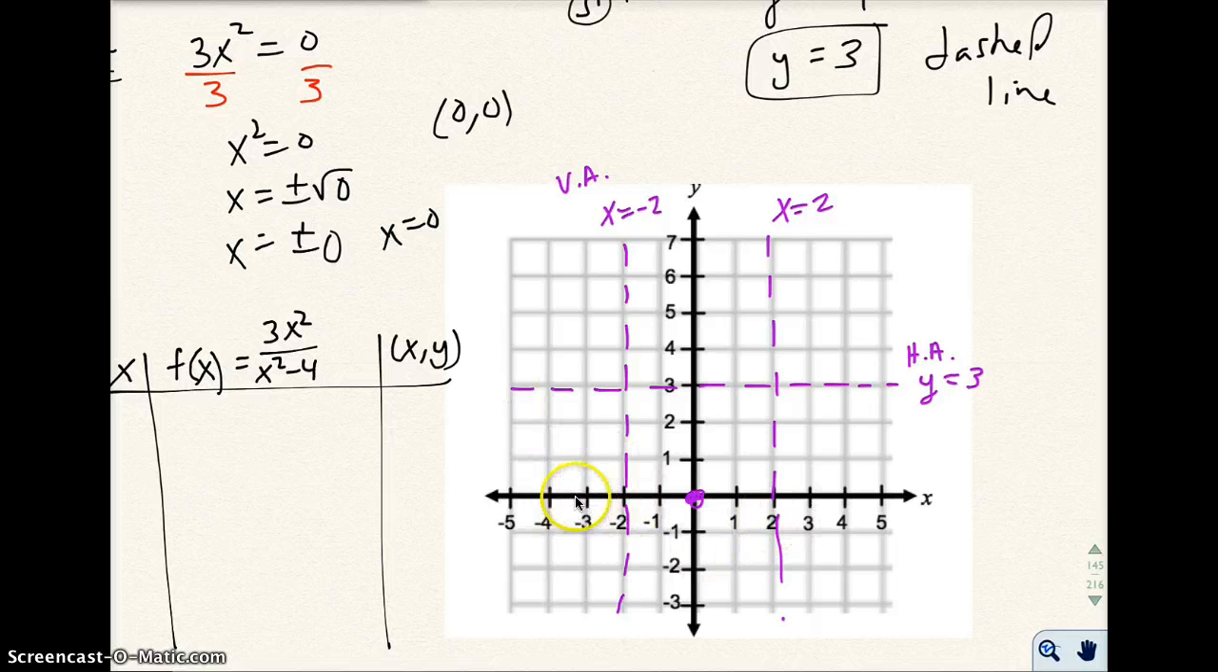I'm going to do negative 3, negative 4, and negative 5. This is going on over here. Okay? So negative 3, negative 4, and negative 5.